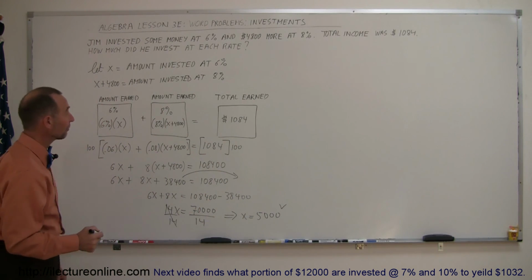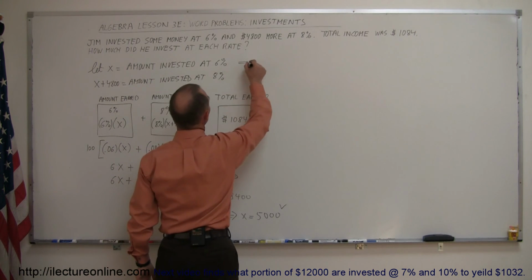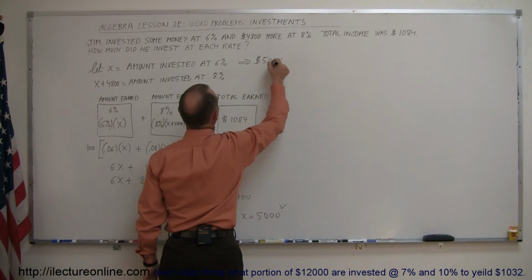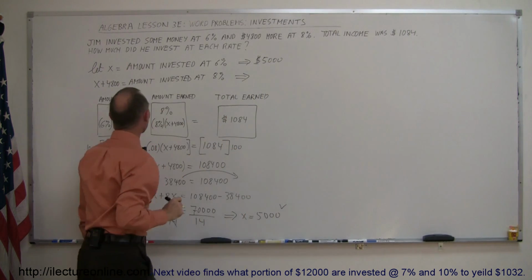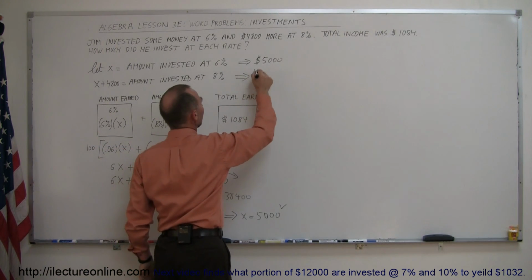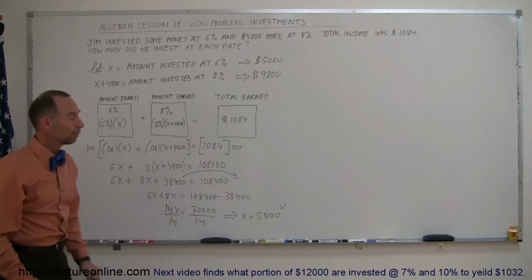Now, going back to our definitions. x was the amount invested at 6%. That means we invested $5,000 at 6% and $4,800 more. That makes that $9,800 invested at 8%. And that's how you do a problem like that.